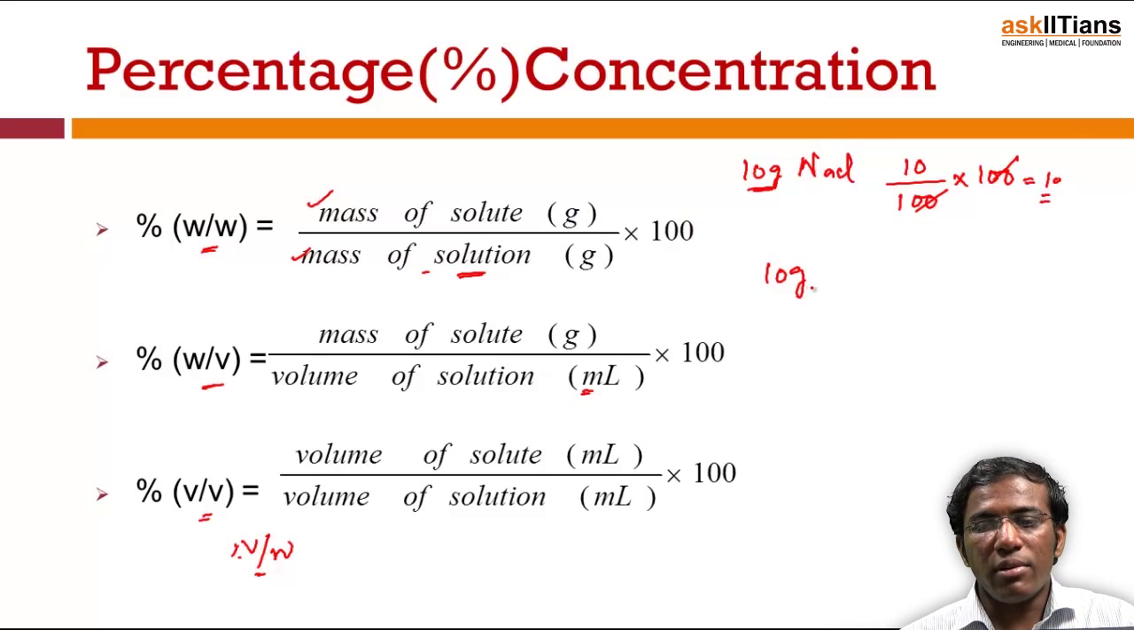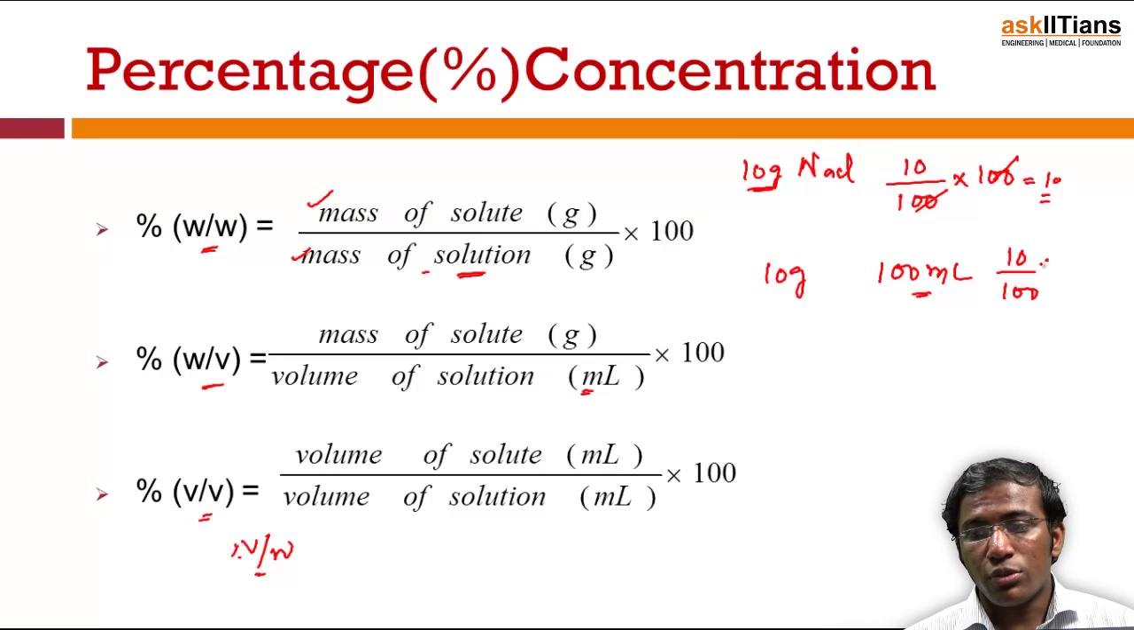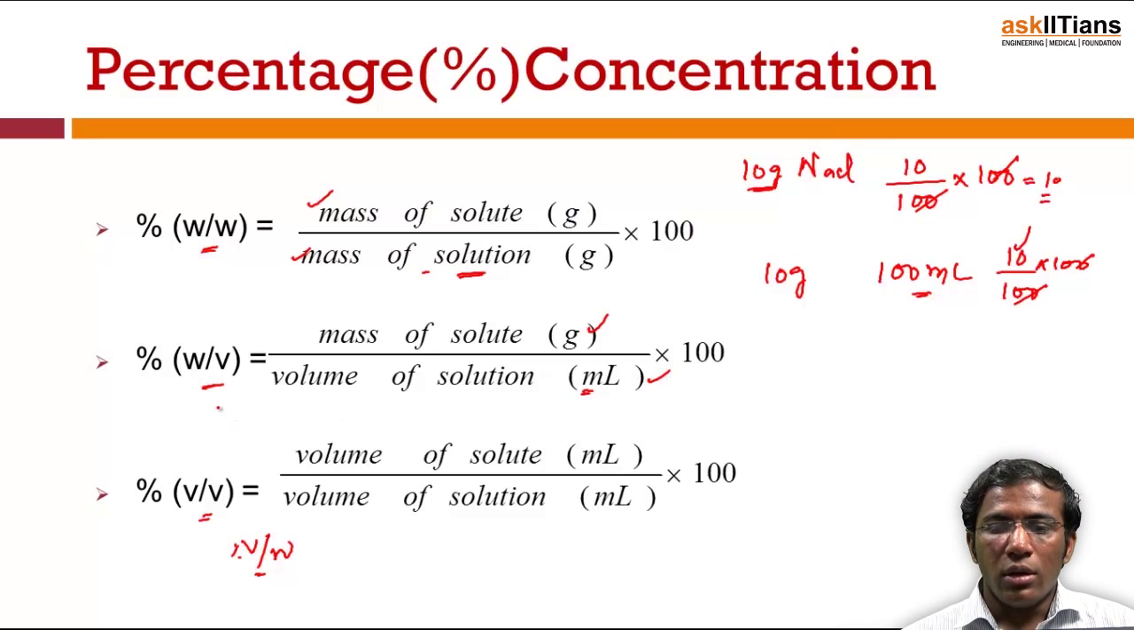So if I take 10 grams of NaCl and add it to 100 ml of the solution, what will be its weight by volume percentage? I added 10 grams of solute to 100 ml of the solution. So 10 by 100 into 100, how much will I get? I'll get 10. So 10 represents the weight by volume percentage. Here I need to take mass in grams and volume in milliliters, so don't forget this.